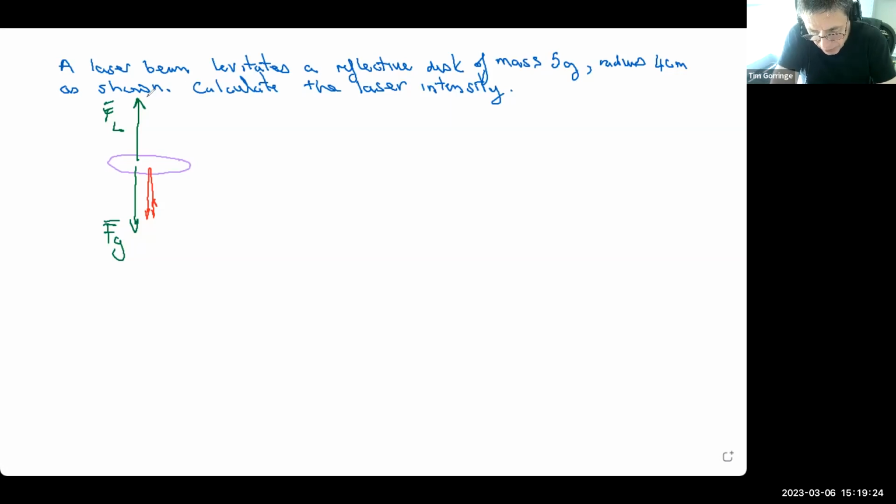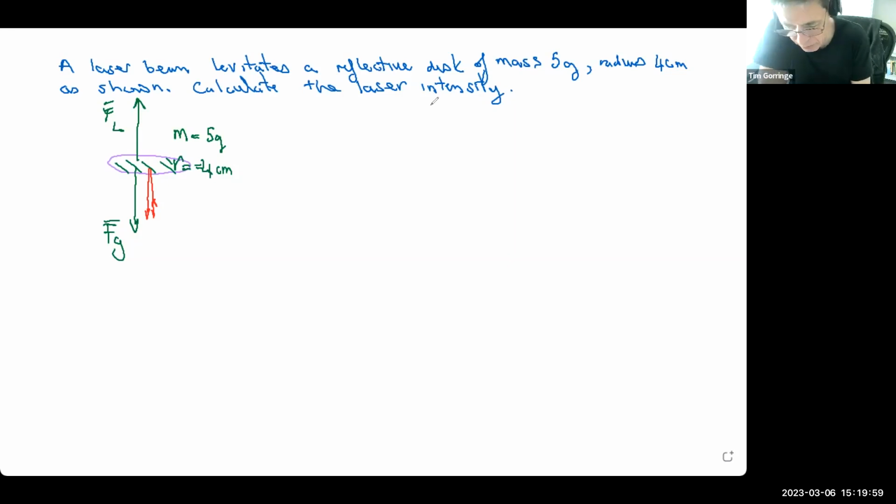There's some numbers we know, as I mentioned. We know the mass, it's 5 grams, or 5 times 10 to the minus 3 kilograms. We know the radius of the disk, I denote that R, is 4 centimeters. And so we could calculate, for example, the area of the disk on which the laser light is shining and supporting the disk.